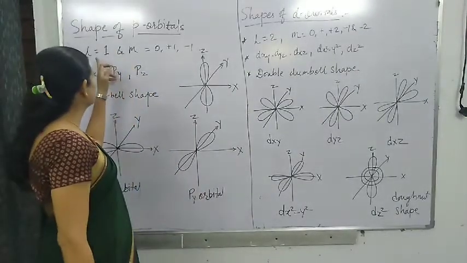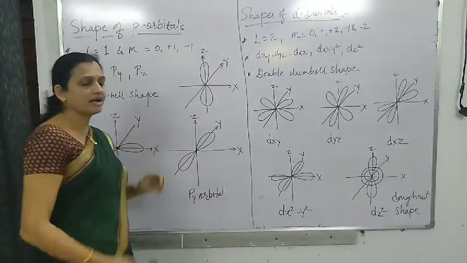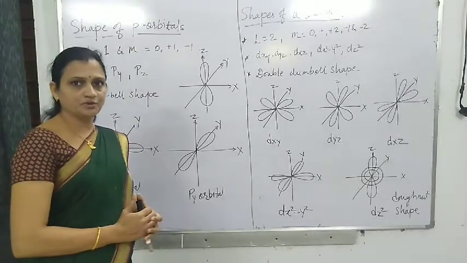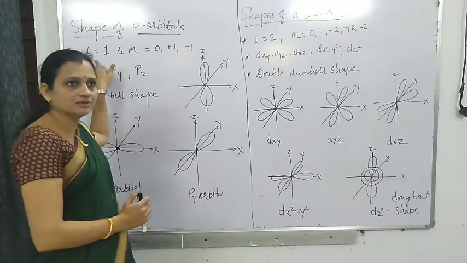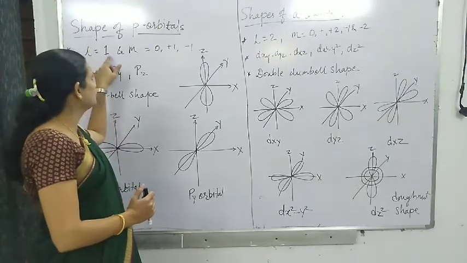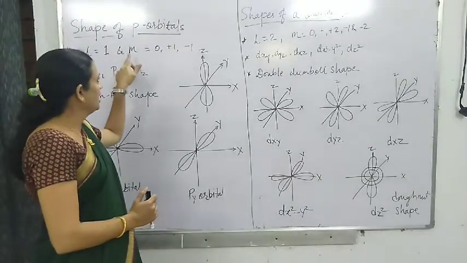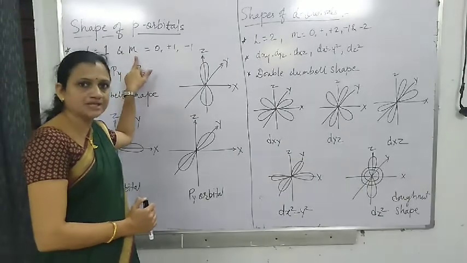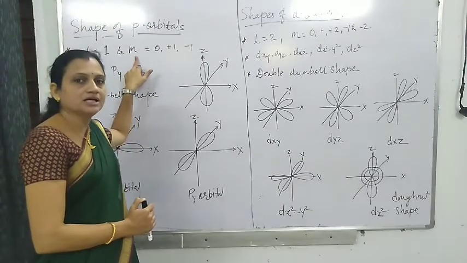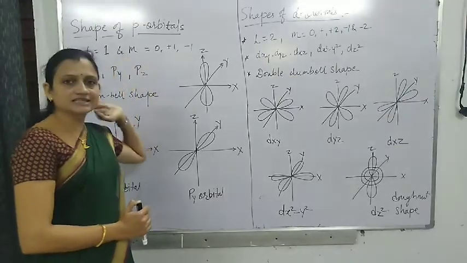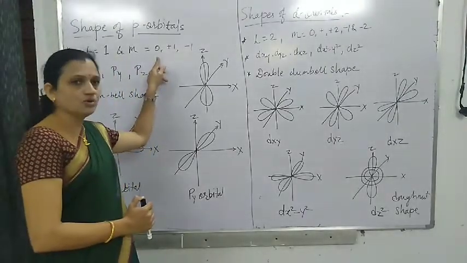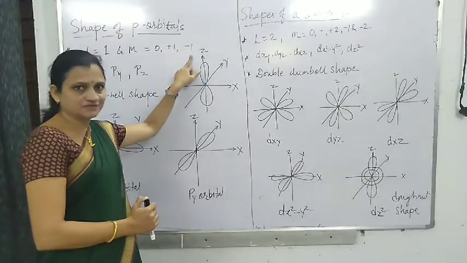What are the values of the azimuthal quantum number and the magnetic quantum number for p orbitals? The value of L, the azimuthal quantum number, is equal to 1 for the p orbital, and the magnetic quantum number m can split into three possible orientations. Therefore it has three values: 0, +1, -1.